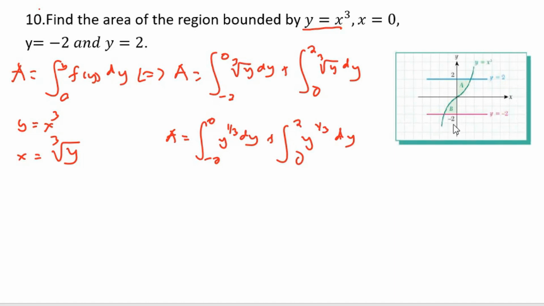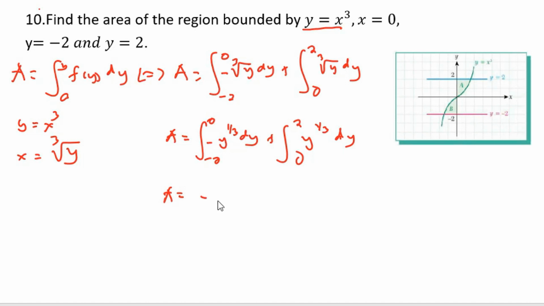So take a look again at the area B, which is now below the x-axis. Therefore, I need to write the negative sign for the area B because it is below the x-axis. And the second one, the area A, is above the x-axis, so it's only positive. Okay, so therefore, we have to integrate this now.